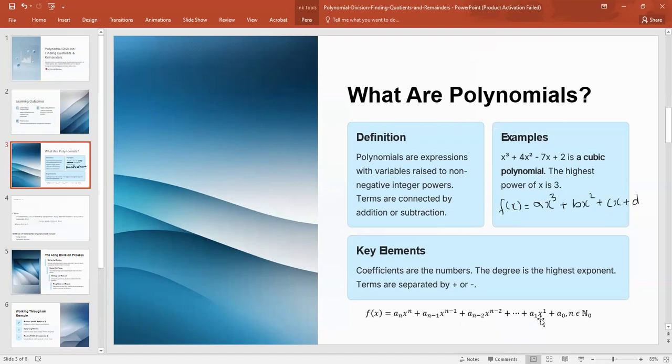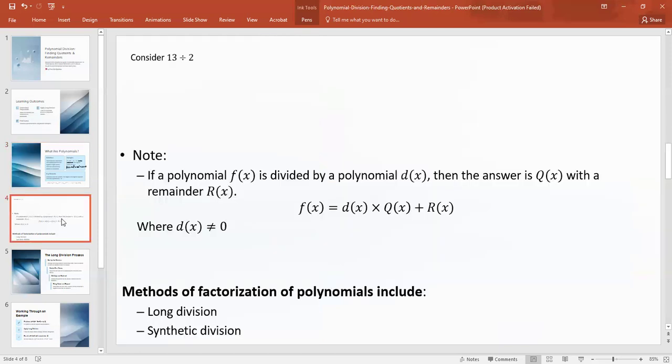At this point, we will focus mostly on cubic polynomials. What are cubic polynomials? Cubic polynomials are polynomials whereby the highest degree of the variable is 3. The general form of a cubic polynomial is f of x equals ax cubed plus bx squared plus cx plus d. To understand the long division process, we're going to consider a simple case of division with numbers.